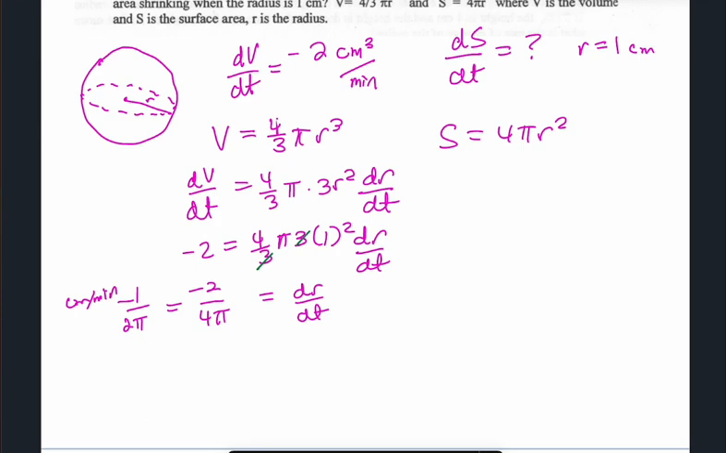Okay. Now I found dr/dt. That isn't what they wanted, but I know dr/dt. They know that at that precise moment, the radius is changing at a rate of -1 over 2 pi centimeters every minute. Now let's go back to the surface area because that's what we wanted. Let's do the exact same thing and differentiate that. Okay. That says centimeters per minute.